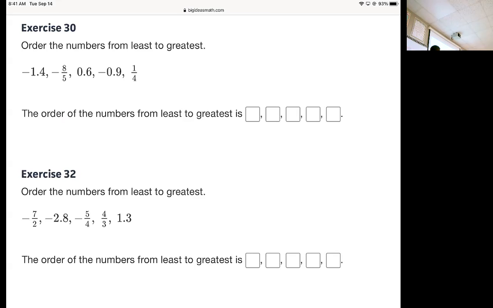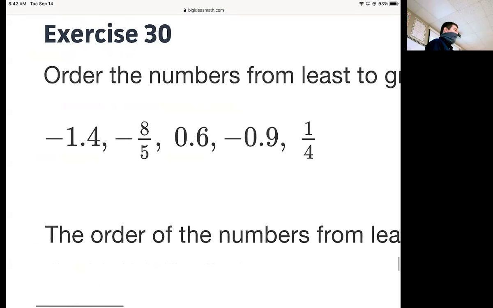So I have 2 fractions that I have to convert to decimal, using long division, unless I know what those decimals already are. Do you know what 1/4 is? What's 1/4 as a decimal? 0.25. Don't have to do that. Do you know what 8/5 is? Okay, what if I told you that 8/5 as a mixed number was 1 3/5? Do you know what 3/5 is?